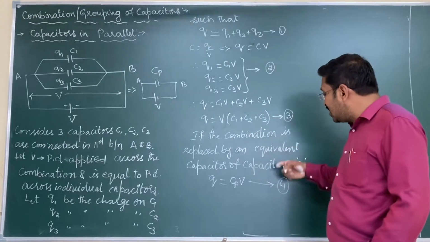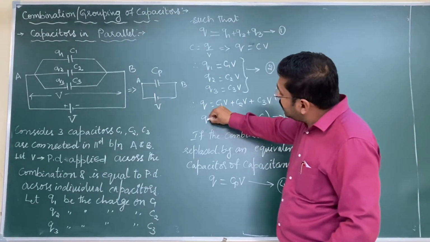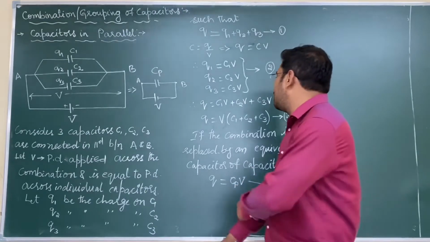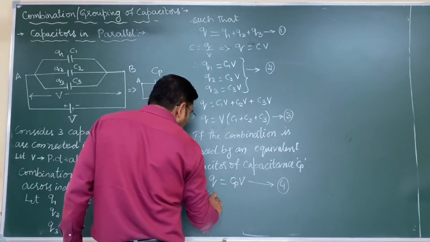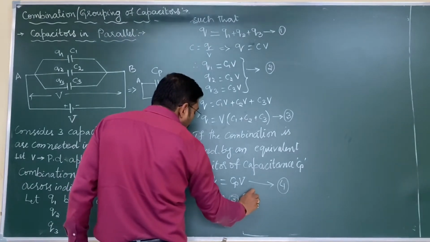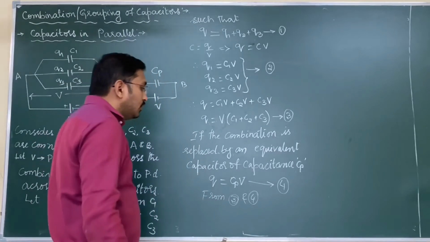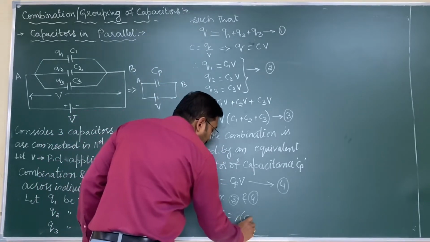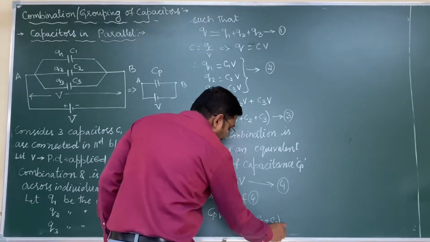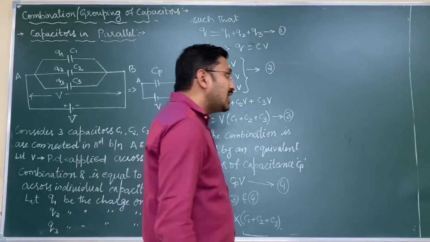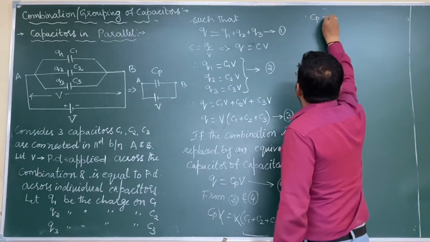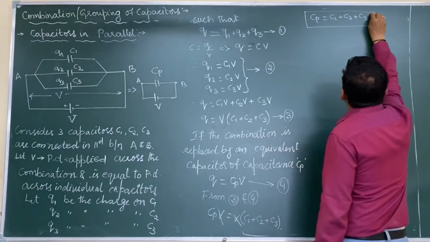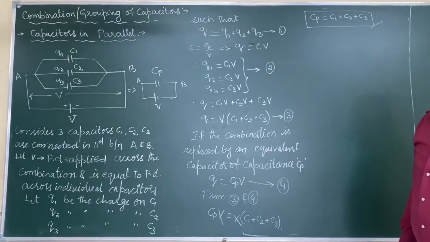Therefore, from equations 3 and 4, this is the amount of charge from the combination and this is the amount of charge from a single capacitance. Both are going to be the same. From equations 3 and 4, we have CPV is equal to V into C1 plus C2 plus C3. V cancels out. Therefore, CP is equal to C1 plus C2 plus C3. This is the required derivation.